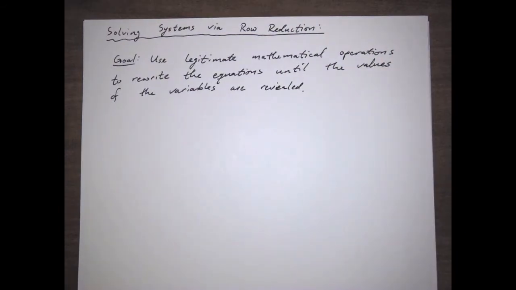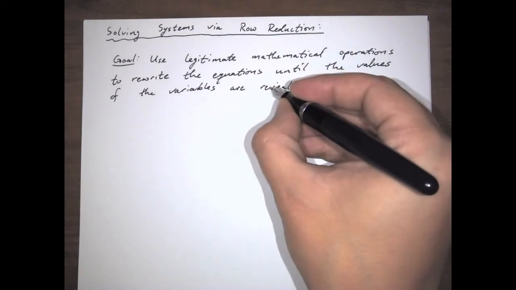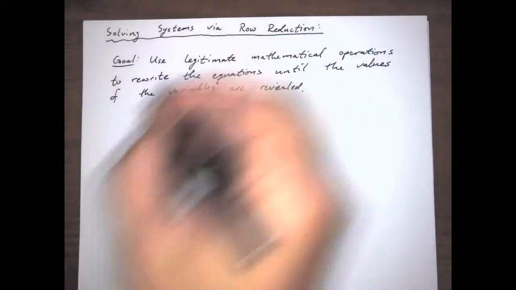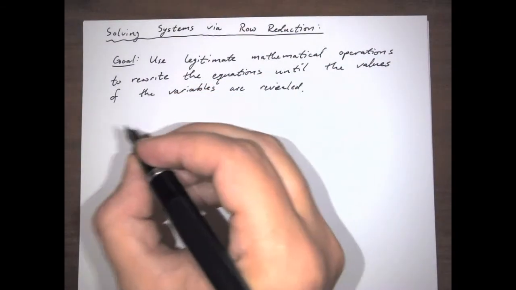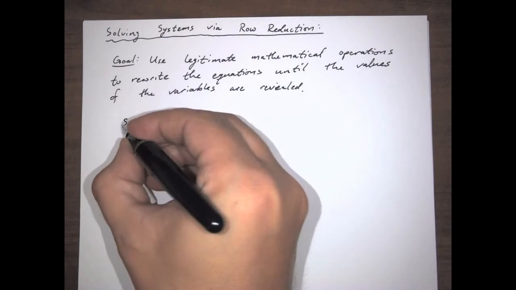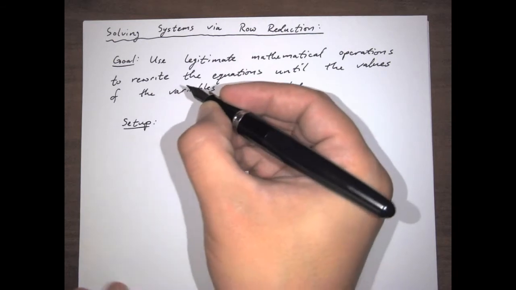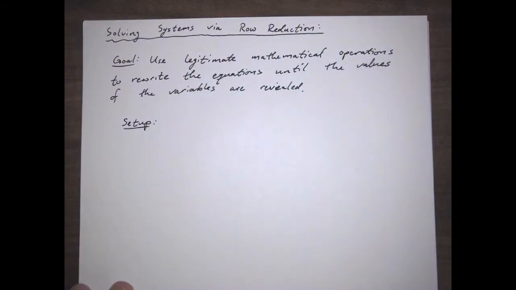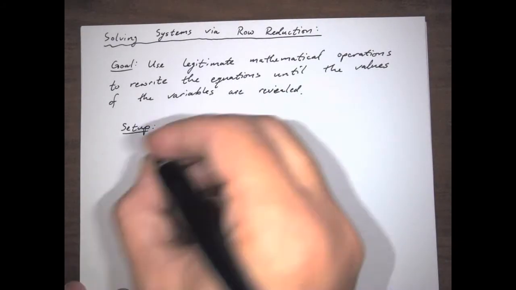All right, so a couple things here. Legitimate mathematical operations until the values of the variables are revealed. So got a little bit to unpack there. First off, the legitimate mathematical operations to rewrite the equations. Let's discuss those. So the setup that we're going to start with in all of these is that we're going to have the equations written such that all of the variables are on one side and the constant terms are all on the other. And furthermore, we're going to order them all consistently as far as the terms that include each variable.